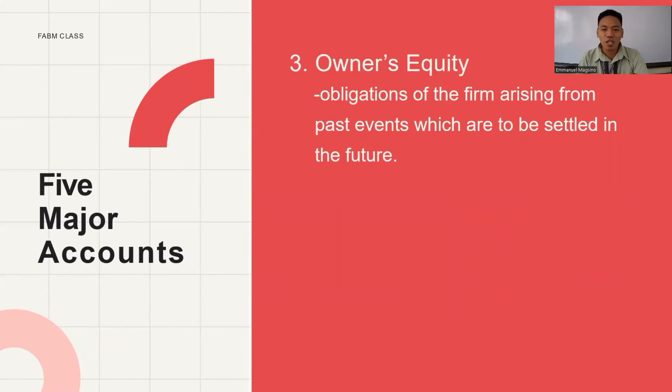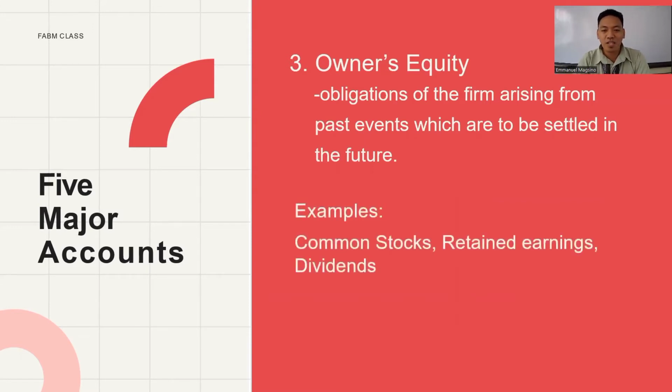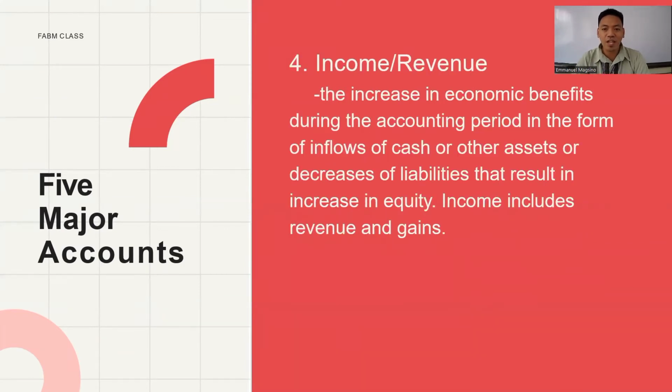Now, for owner's equity, when we say owner's equity, these are the residual interest in the assets of the firm after deducting liabilities. For examples: common stocks, retained earnings, and dividends. Next, for number 4, income or revenue.